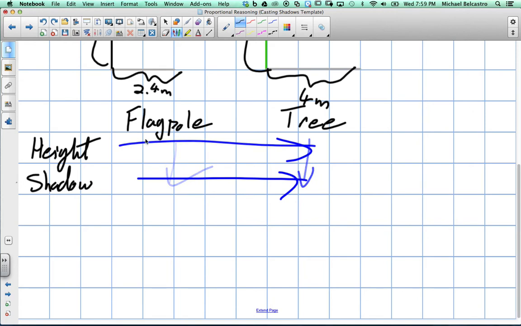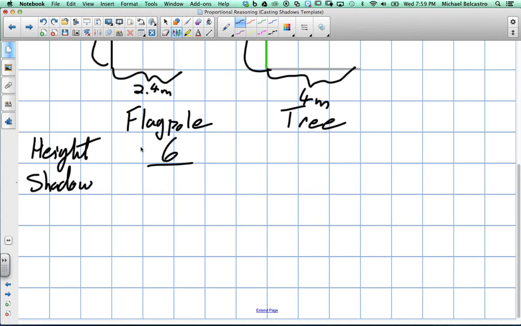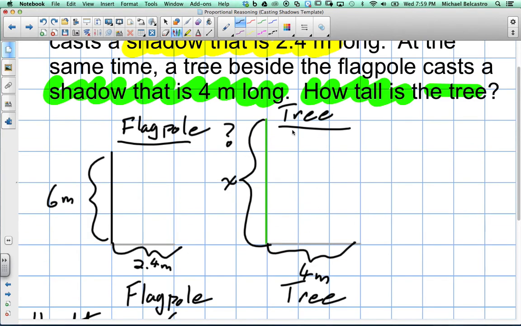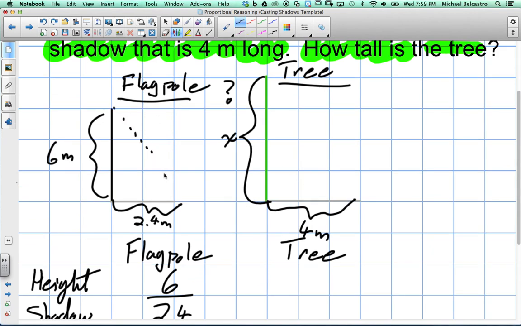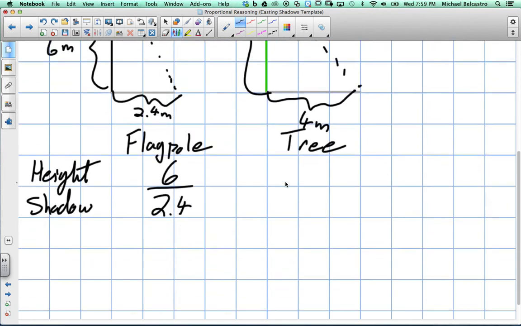So here's our flagpole. The flagpole height, we were told, was 6 meters. Okay, and we just need the actual values of everything. And the shadow's distance was 2.4. Okay, because assuming the angle and everything else is the same, these are similar triangles. And similar triangles are equivalent ratios. So we can set this equal to the height of the tree. We represent it with x, and the shadow of the tree was 4 meters. Okay, so now we've set up an equivalent fraction.